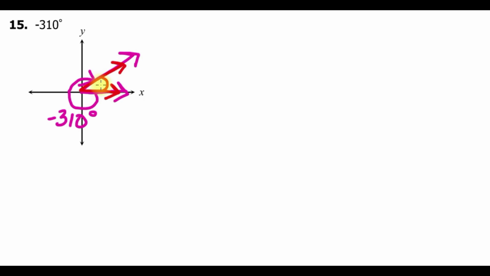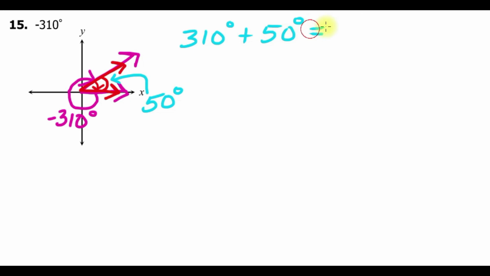So how do we come up with this acute reference angle? Well, if you go all the way to the x-axis, it's going to be 360 degrees, right? Okay, so the reference angle here is going to be 50 degrees, because 310 plus 50 is going to be 360 degrees.